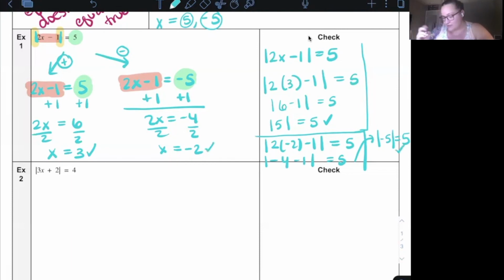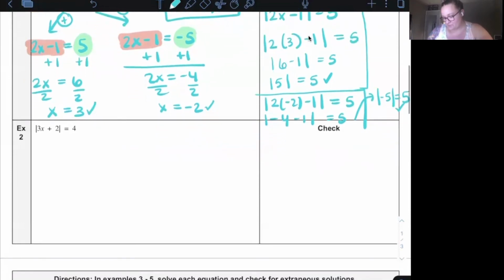So the way you're going to write your final answer is you're going to write x is equal to 3 and then a comma and then negative 2. So x equals 3 and negative 2. We have two solutions here. So let's move on to example 2.